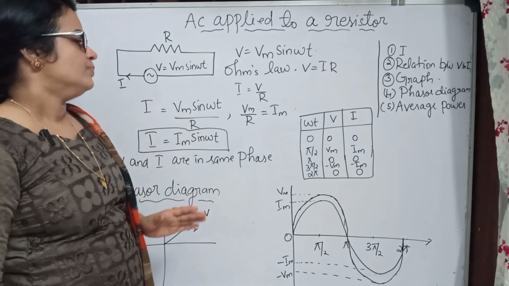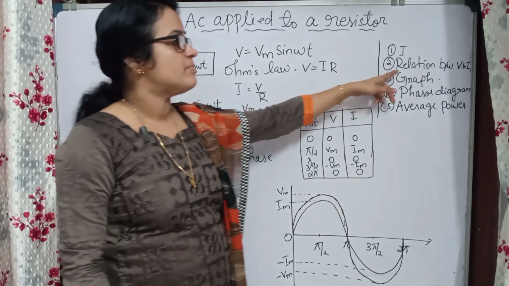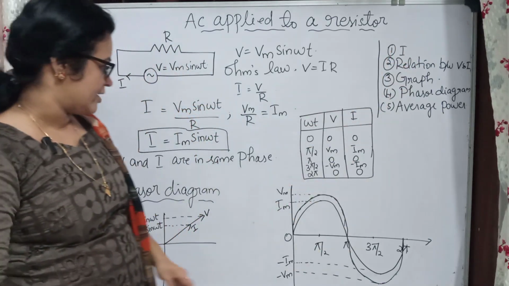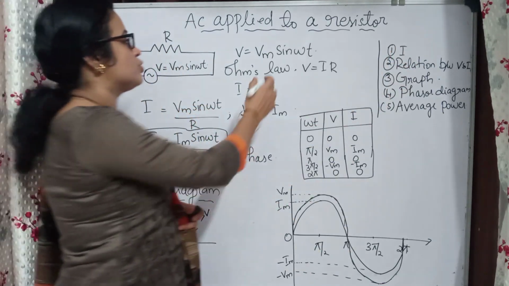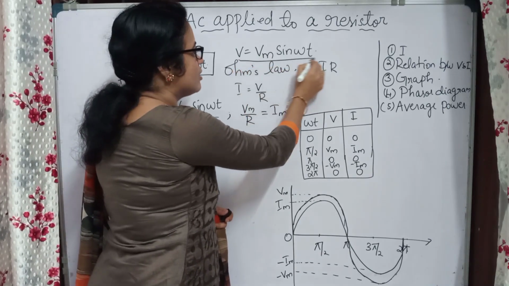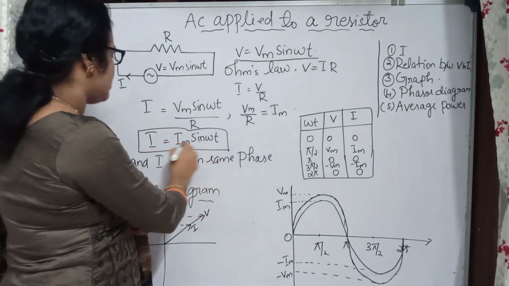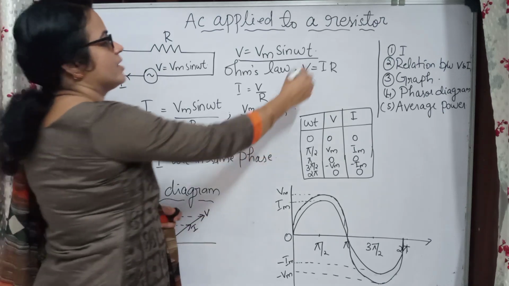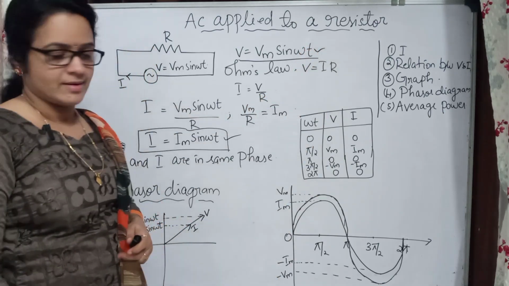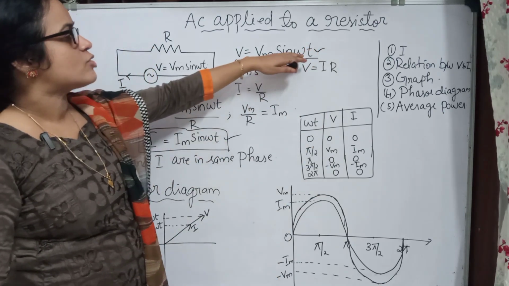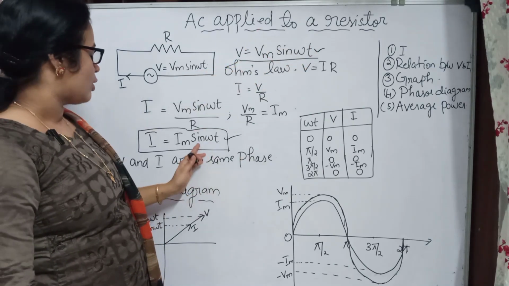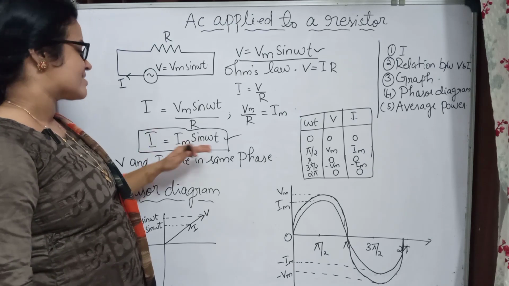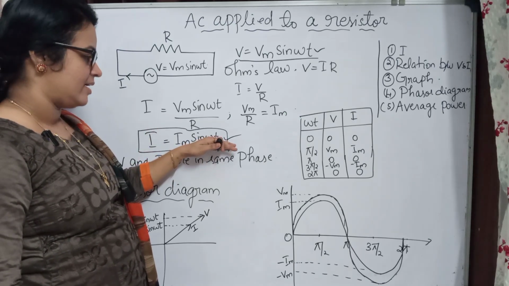Right, now what we have to do, the relation between V and I we have to find. So to find the relation between V and I, we can consider the two equations. First one is V is equal to Vm sin omega t, and the second equation I is equal to Im sin omega t. These two equations we have to consider. Here we can see this omega t is the phase of this voltage. Okay, and here the current also has the same phase, that is omega t.